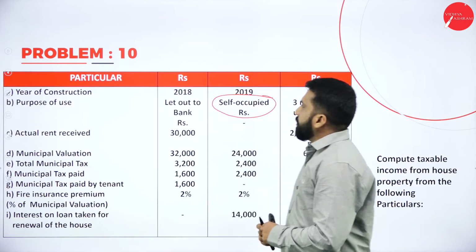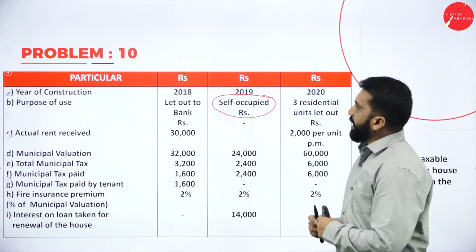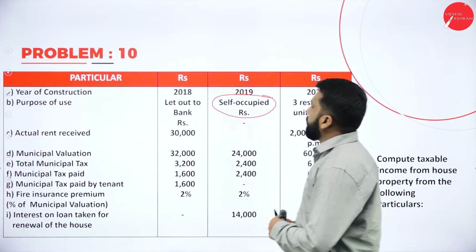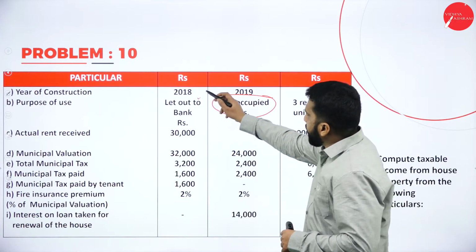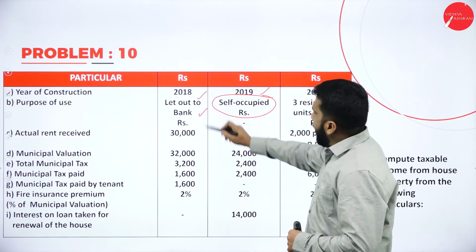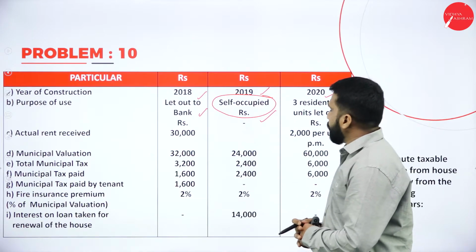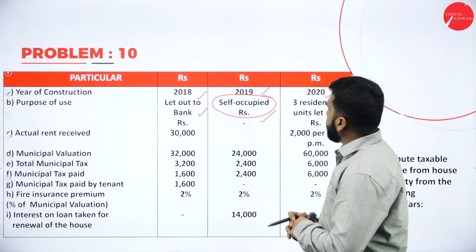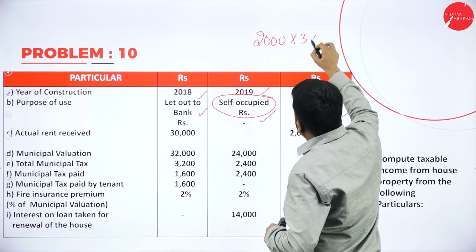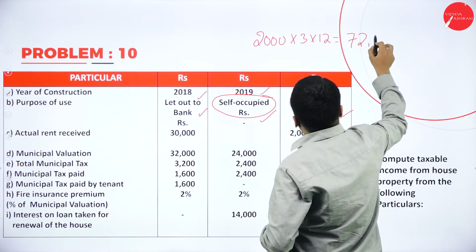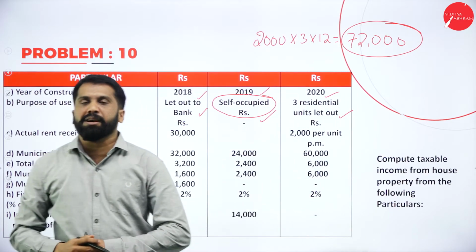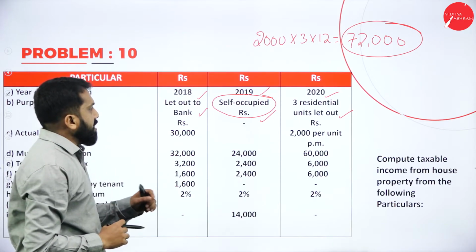Now, as per this, we have year of construction, purpose of use, like year of construction 2019 as well as 2020. Now, let out to bank, self-occupied and 3 residential units. As per this, 2,000 per unit means it will be 2,000 multiplied with 3 units multiplied with 12. How much is it? 2,000 into 3 is 6,000. 6,000 into 12 is 72,000.